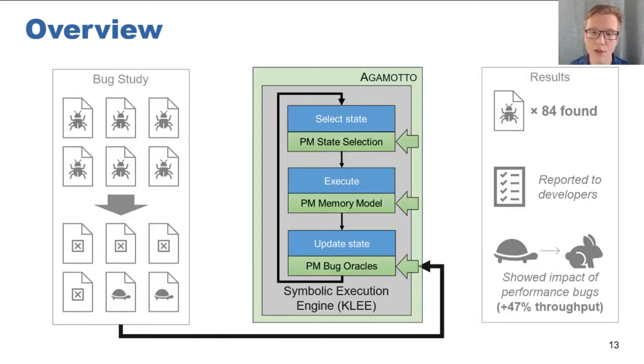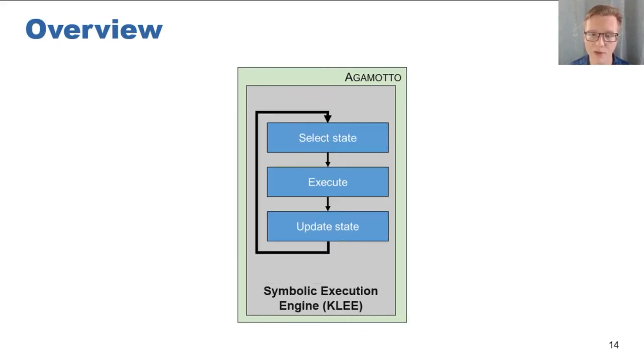Now I want to discuss how we built AGAMOTTO to find new persistent memory bugs using the bug patterns we found during our survey of real persistent memory bugs. First, however, I need to give some background about how general symbolic execution works before I get into how we extend it to support persistent memory bug finding.